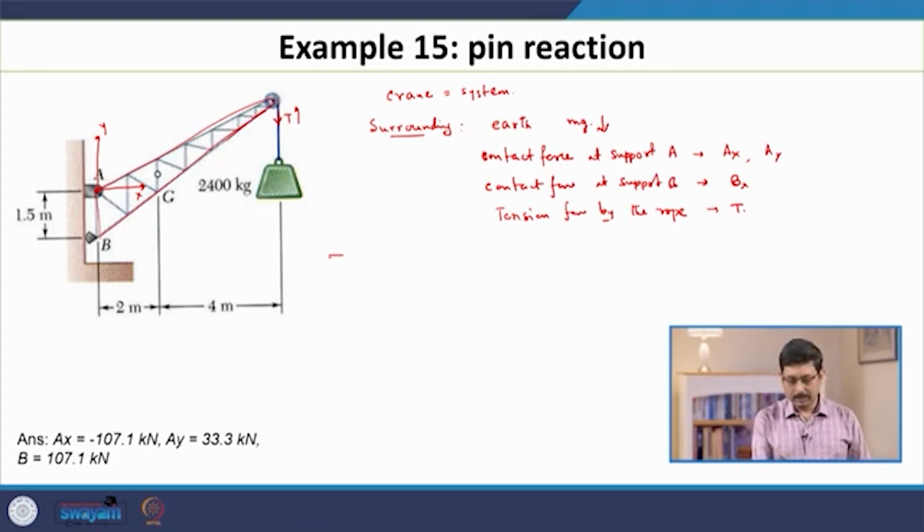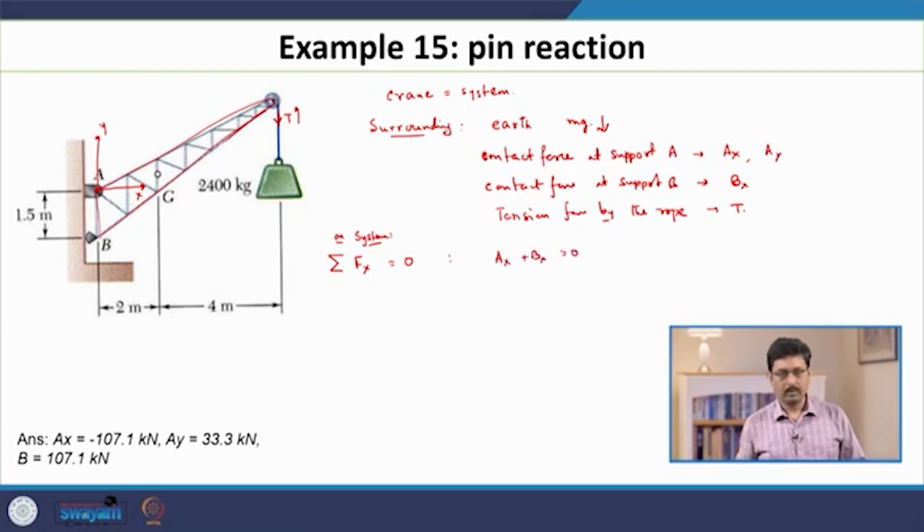So, the first equation is the force balance condition in the x direction: the sum over all the forces in the x direction must be 0. The only forces you see from this picture, on our system, are 2 horizontal forces on the crane: one at the support A, Ax, and one at the support B, Bx. So, that is our first equation.